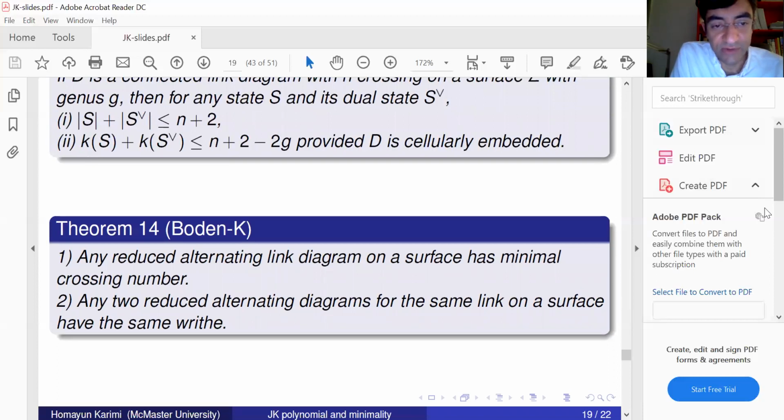Similar to the classical case, the theorem that we get here is that any reduced alternating link diagram on a surface has minimal crossing number, and any two reduced alternating diagrams for the same link on a surface have the same writhe.